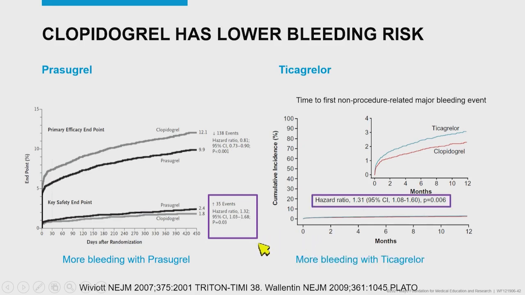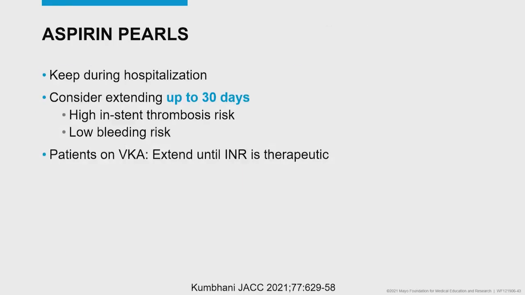So although we don't have a lot of studies combining DOACs with prasugrel and ticagrelor, extrapolating from the studies that compare the use of clopidogrel with prasugrel and ticagrelor, and knowing that clopidogrel consistently shows lower bleeding risk than both prasugrel or ticagrelor, we prefer clopidogrel for patients that need to be on anticoagulation. Regarding aspirin, recommendations are to keep it during hospitalization.